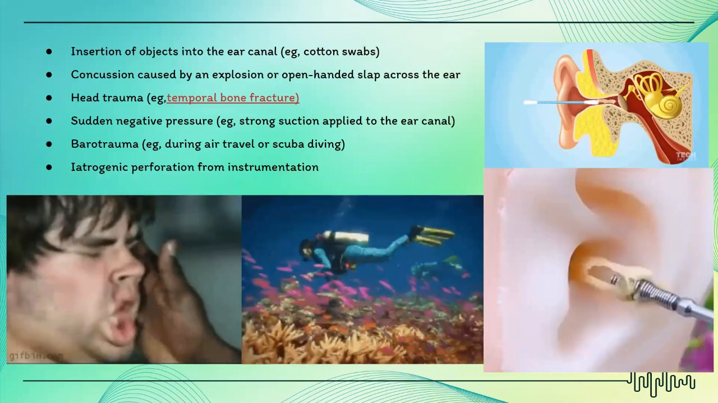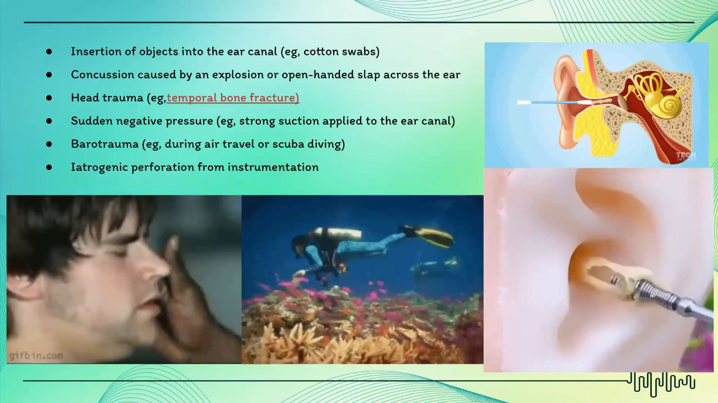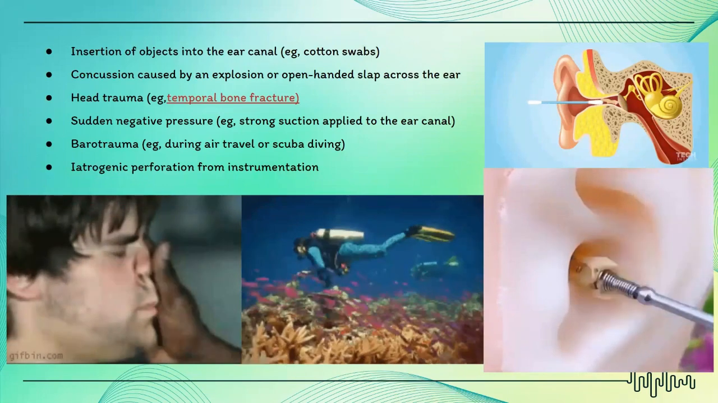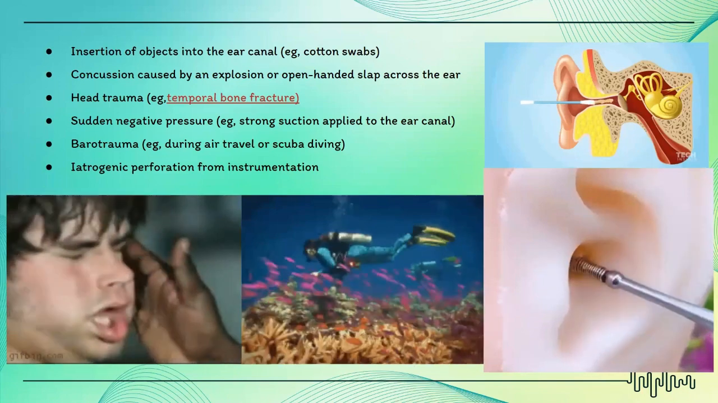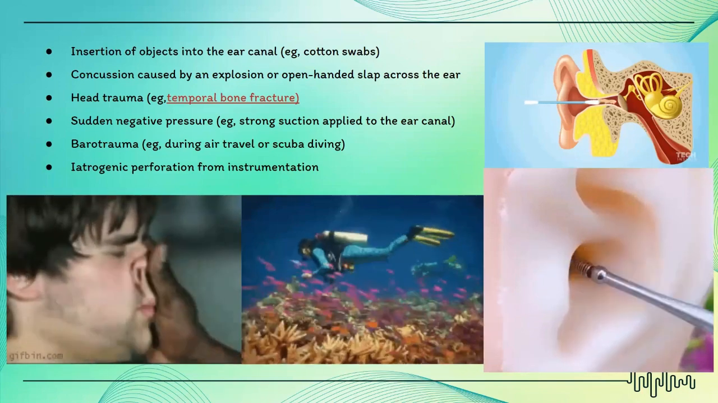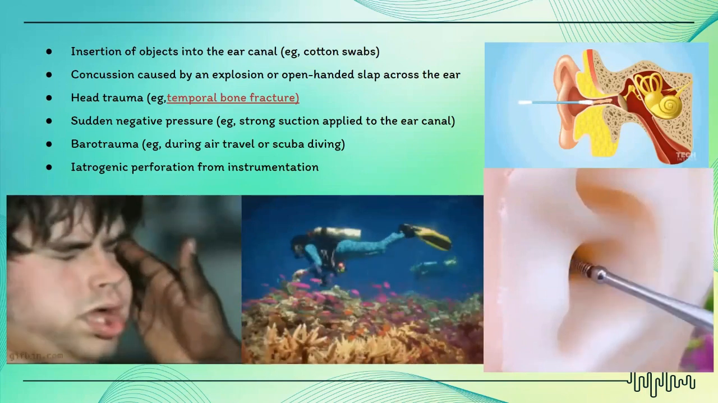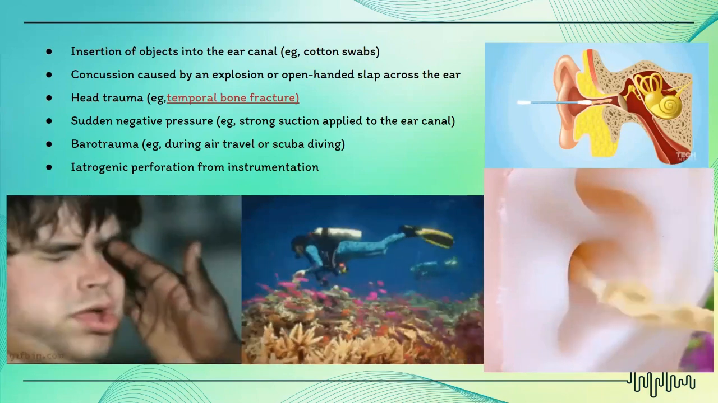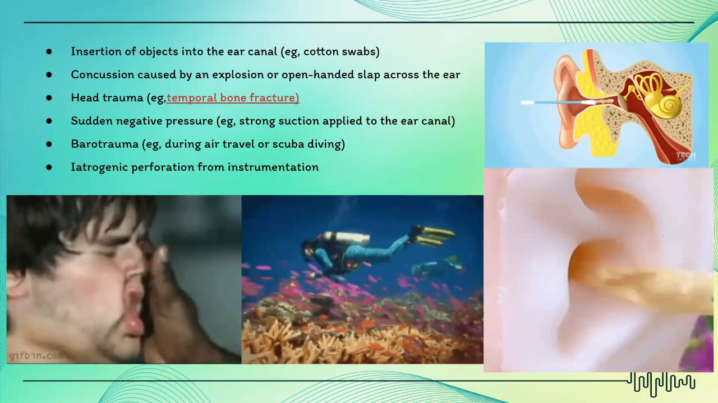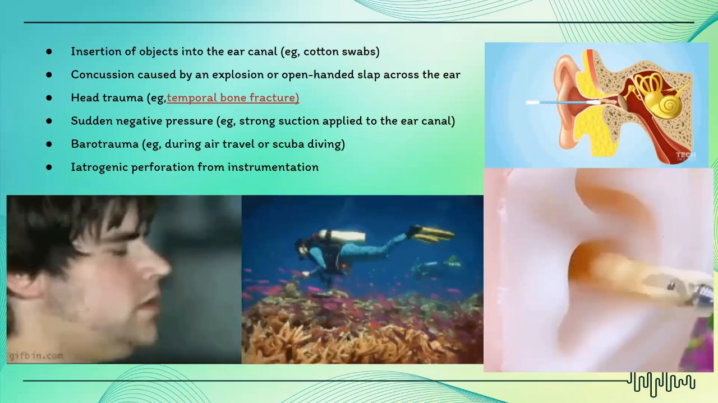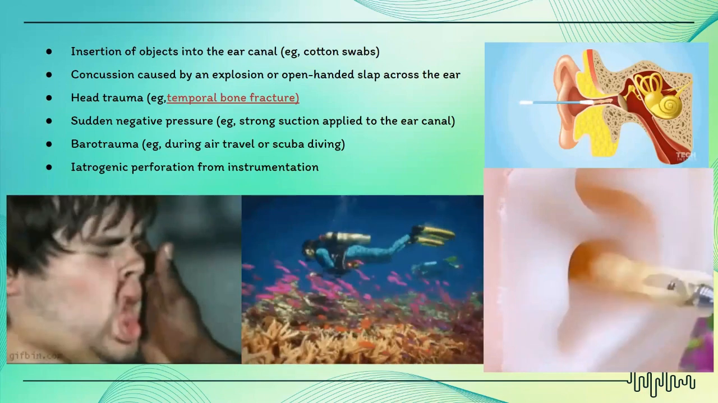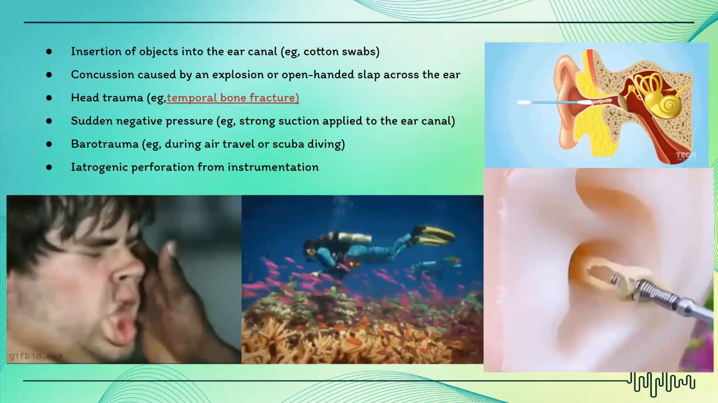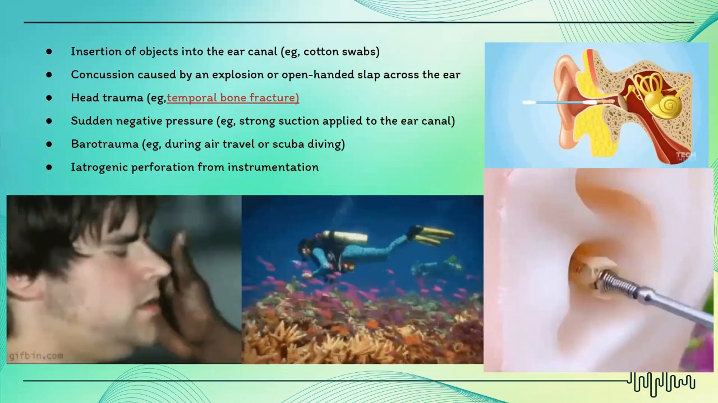Other than that, sudden negative pressure, such as strong suction applied to the ear canal, can also cause traumatic tympanic membrane perforation. Scuba diving or air travel causes barotrauma due to differences in air pressure, which can cause retraction due to negative pressure in the middle ear, or bulging of the tympanic membrane outwards, and the shear pressure can cause perforation. Iatrogenic perforation from instrumentation, such as during cerumen cleaning or other ENT procedures, can also cause accidental trauma and perforation of the tympanic membrane.